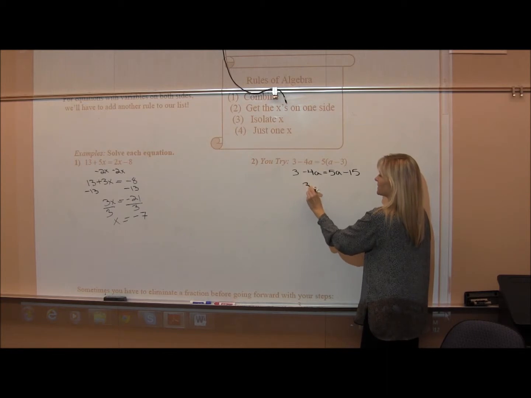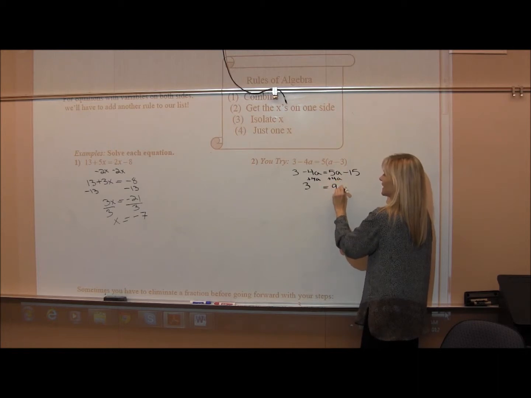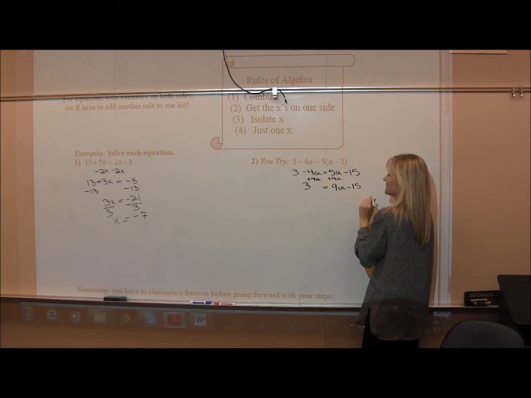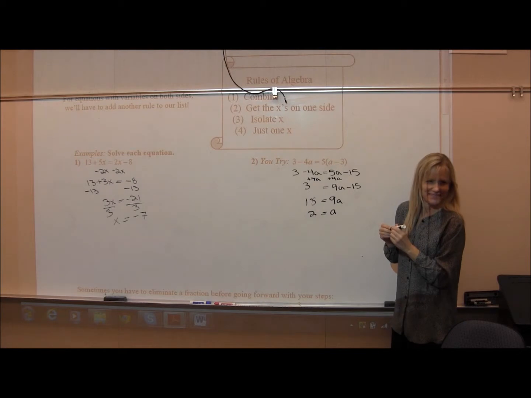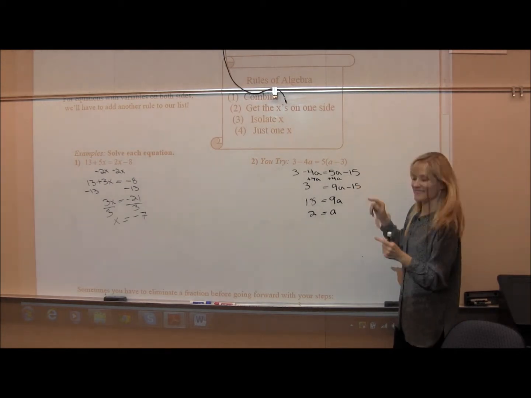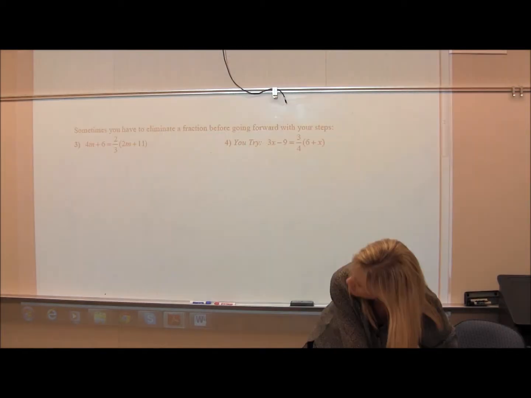So then I have 3, if I add 4a, equals 9a minus 15. Then I'm going to add 15 to both sides and I get 18 equals 9a. So then if I divide both sides by 9, I get 2 equals a. So you just... I can't believe I didn't distribute to the... Oh, that's... See, but this is why we practice.